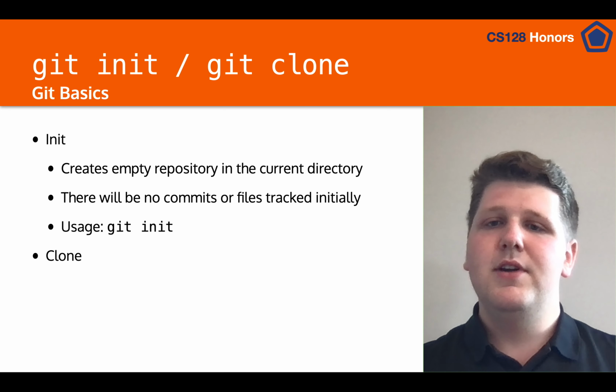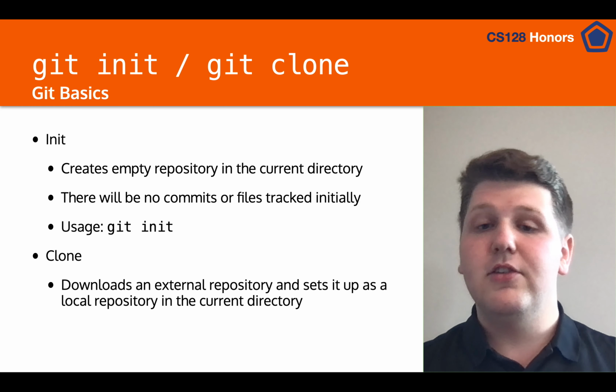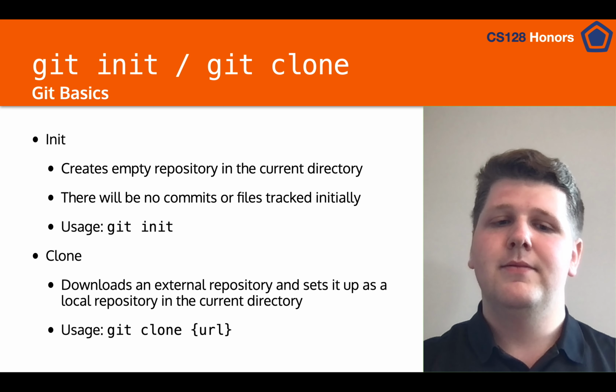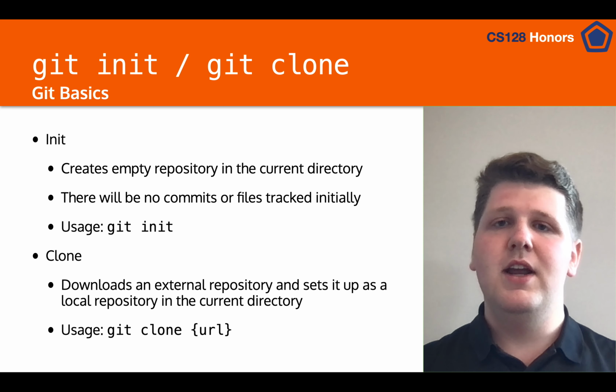Meanwhile, with git clone, instead, it will download an external repository, typically from origin, and set it up as a local repository in the same directory. And the usage for that is git clone and then putting the URL to that repository. And you need to make sure that you have access to that repository if it's a private one.